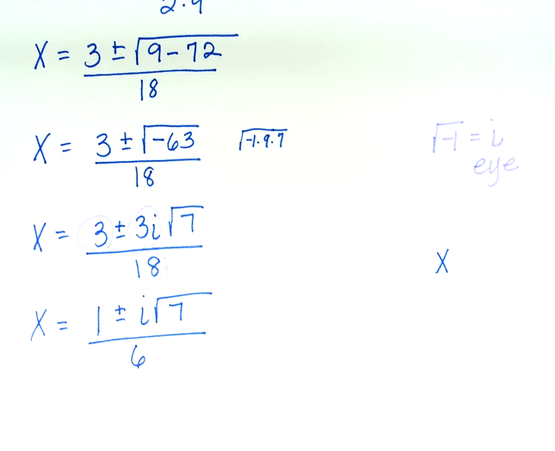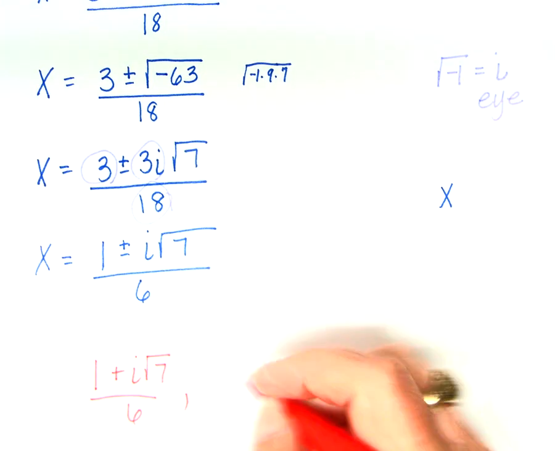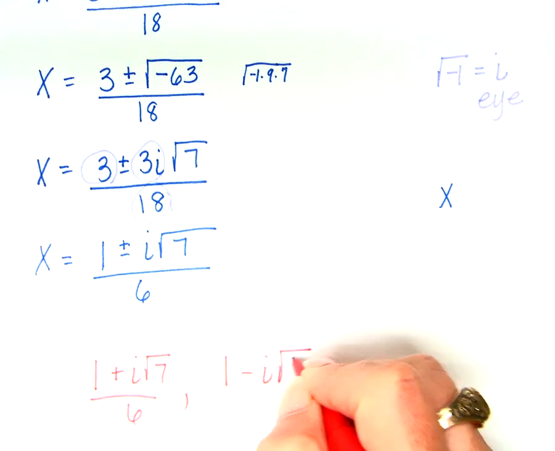Now I'll tell you this. When you go to put this answer in your computer, it's going to ask you for both answers. It wants both answers separately because the computer does not have a plus or minus button. So what is the first answer you're going to put in? 1 plus I root 7 over 6. And what's the second answer you're going to put in? 1 minus I root 7 over 6.